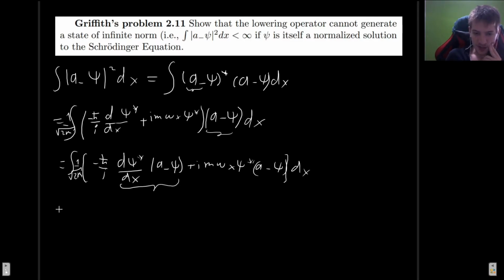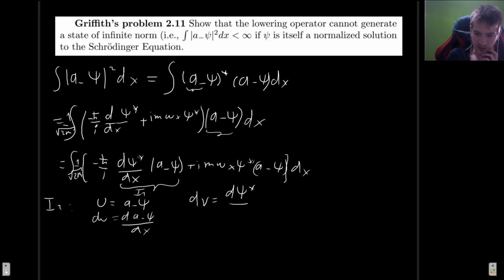This integral we can do by parts, so let's call it just I1, and from there we can declare that our u from the integration by parts is going to be the thing that we can easily derive, which is just going to be A minus psi. So du is going to be d of A minus psi dx, and dv is going to be the thing that we can easily integrate, which is just d psi conjugate dx. So v is going to be psi conjugate.